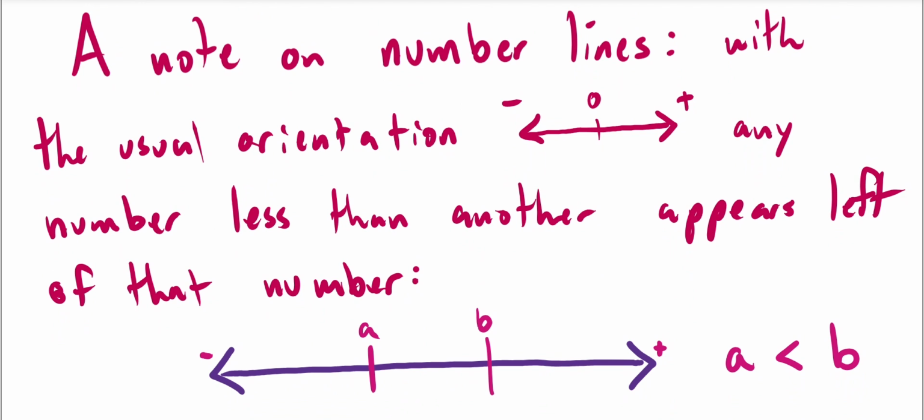So I want to make a note about number lines. Even before we start graphing inequality expressions, I want to note that there is a relationship between position on the number line and being less than or greater than. If you're on a number line with the usual orientation, left is negative, right is positive, any number that's less than another appears left of that number. So in this case, I've drawn a and b on the usual number line. Doesn't really matter what they are, but we know that a is less than b because of its position here.